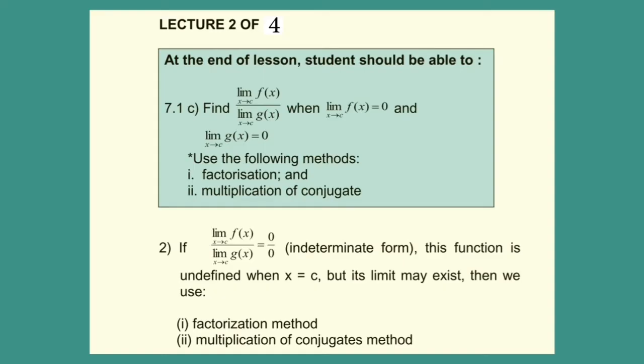The second type of rational function is when we substitute x equal to c into the function, we get 0 over 0. This is called indeterminate form. This function is undefined when x equal to c, but its limit may exist. Then we use either factorization method or multiplication of conjugates method.